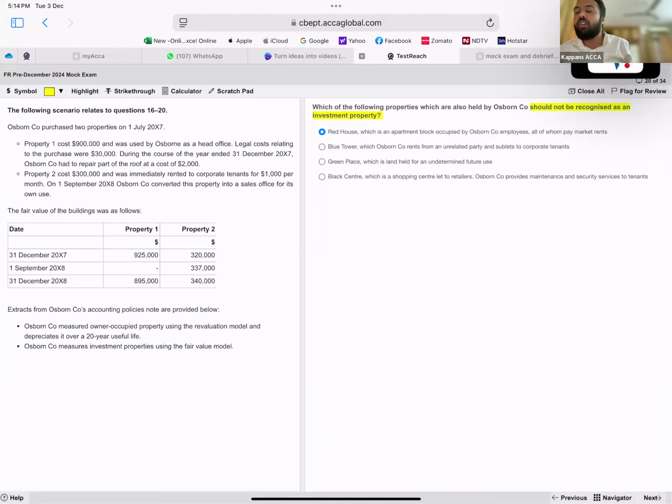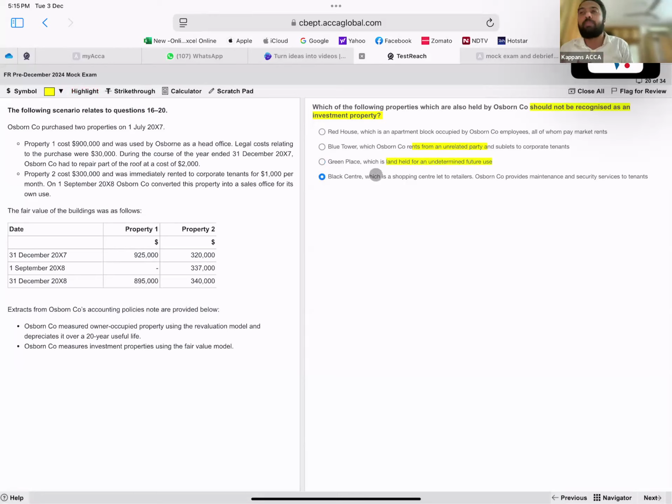So we got the answer. Option A is the answer. But let's confirm. Blue Tower, which Osborn rent from an unrelated party. So they are renting it. So it's an investment property. Green Place, which is land for undetermined future use. We have learned that in IAS 40, investment property, a land held for undetermined future use will be treated as investment property. So that's not the answer.